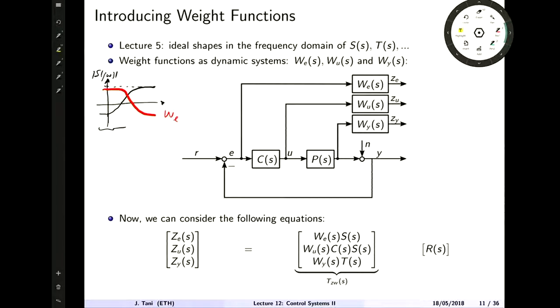So the problem in considering it like this is we can still change. So S is something that we change in the design process. So remember that S is 1 over 1 plus PC, so we have the process in there, but also the controller. And the controller is determined by the H infinity scheme.